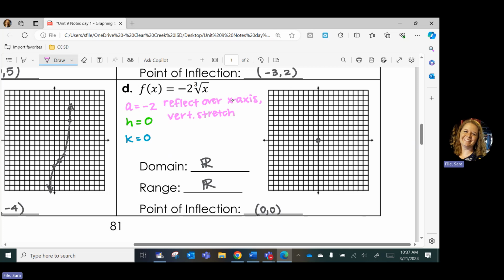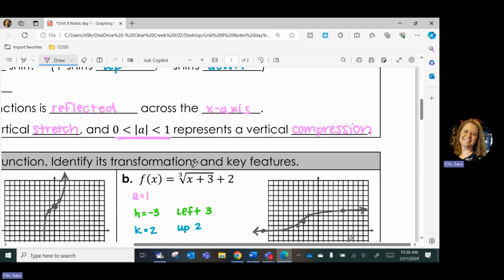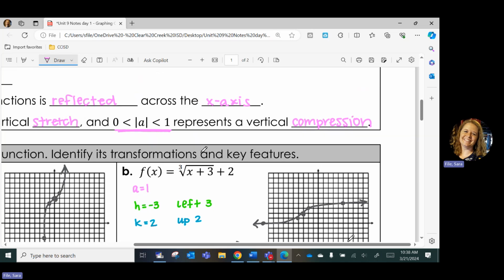Okay, so some of you, go ahead. It'd be a vertical compression. No, the absolute value of it. We're not looking at the sign. The sign tells us the reflection, and then we're looking at just the number. That's a good question. I'll go back and show you. That's why we have absolute value bars around the A when we're talking about that. We're talking about just the number part of A, like not the sign, but the actual value. Okay?